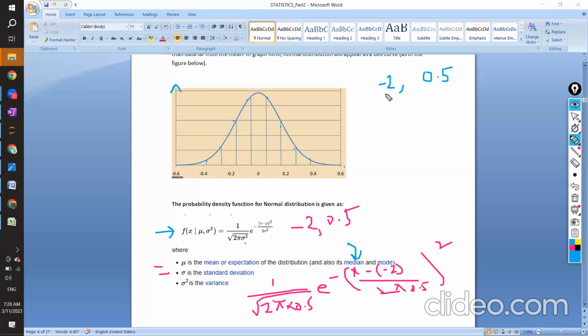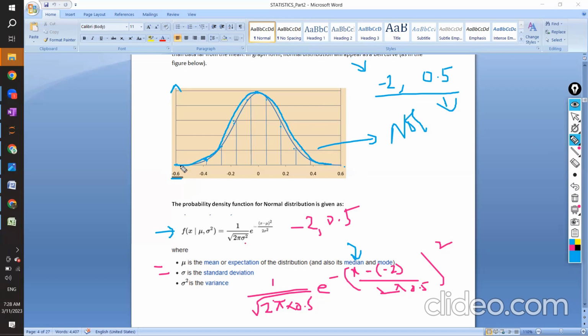That means for this normal distribution whose mean is -2 and standard deviation is 0.5, this is the equation. If you take different values of x and solve this, it will give different values of y. For example, if you take -0.6 and replace x with it and solve this equation, you will get some value. Put -0.4, you will get some value. Put -0.8, you will get some value. Put 0, you get some value. If you put all these values and connect them, you will get a normal distribution whose mean is -2 and standard deviation is 0.5.